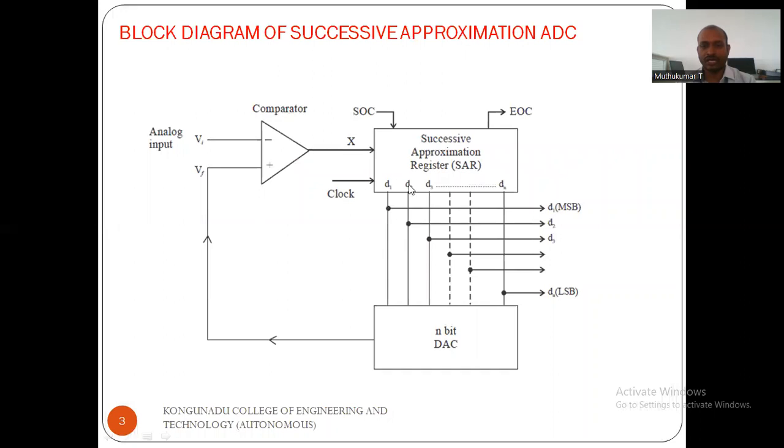We are going to provide the clock signal for the register to generate the digital signal. D1 to Dn are the number of bits. D1 is called the most significant bit. Dn is called the least significant bit. The output of the SAR is given to the n-bit DAC. The n-bit DAC converts the digital signal into an analog signal. So we are taking the digital outputs from the SAR register. The bit numbers are D1, D2, D3, and so on, Dn.